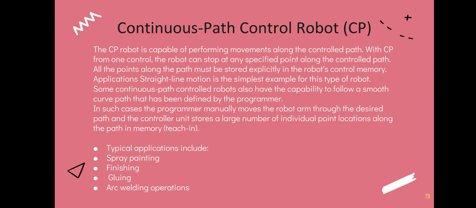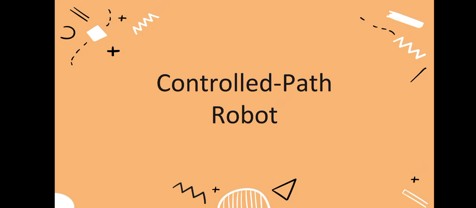Some continuous path control robots also have the capability to follow a smooth, curved path that has been defined by the programmer. In such cases, the programmer manually moves the robot arm through the desired path, and the controller unit stores a large number of individual point locations along the path in memory. So the typical applications include spray painting, finishing, gluing, and arc welding operations. The next one is the controlled path robot.